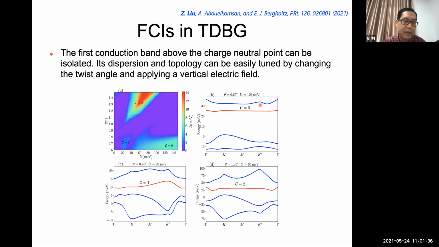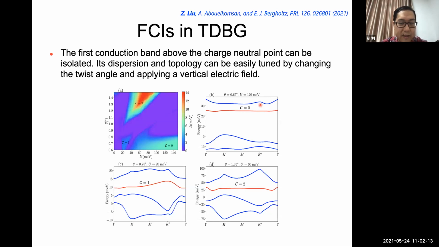So in TDBG, we tune the band topology by changing the twist angle and applying a vertical voltage, and we only find the Chern number 0, 1, 2, 3 regions. We didn't find other regions. But it's indeed possible that we can add longer hopping to achieve higher Chern numbers.